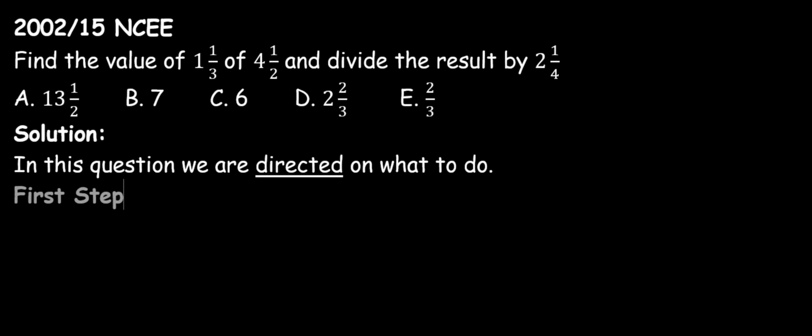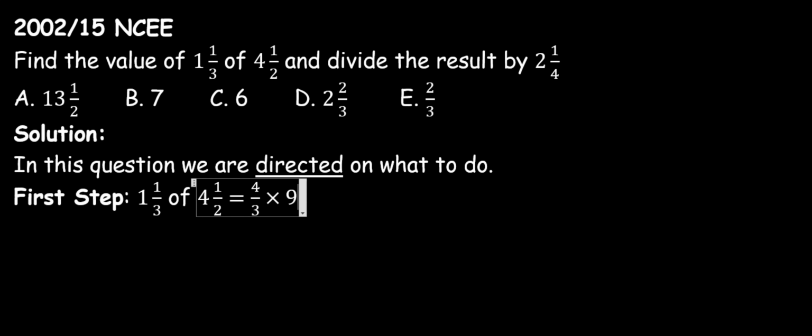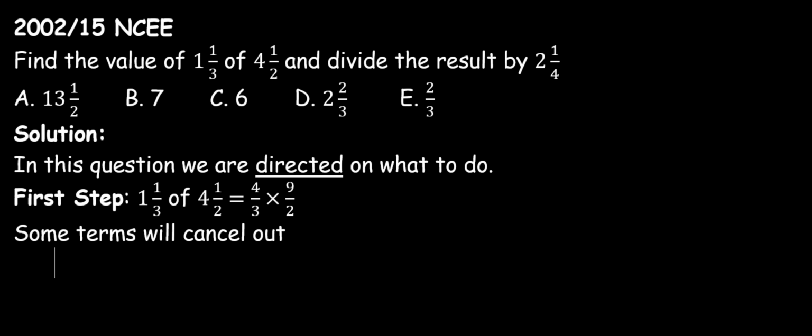First step, we are to find 1 whole number 1 over 3 of 4 whole number 1 over 2, which is equal to 4 over 3 times 9 over 2. We transform mixed numbers to improper fractions. And our result will be, sometimes we cancel out, we have 2 over 1 times 3 over 1, which is equal to 6.